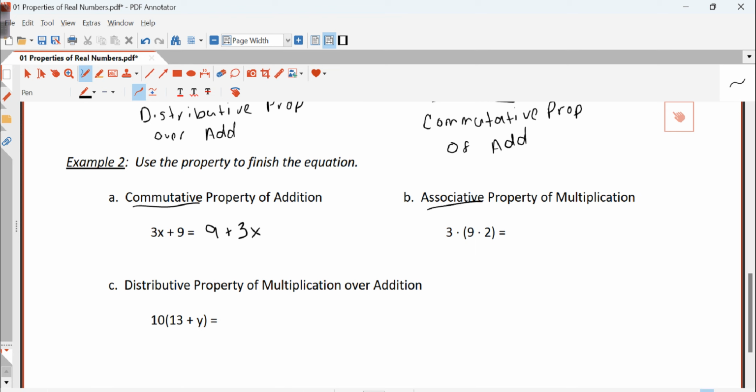Part B, associative, remember, is change the grouping. So I'm going to keep my numbers in the same order, but I'm going to group the first two instead of the last two. The last one, distributive property of multiplication over addition. I'm going to multiply the 10 times each part, so 10 times 13 plus 10 times y. And we can clean this up a little bit. 10 times 13 is 130 plus 10y.